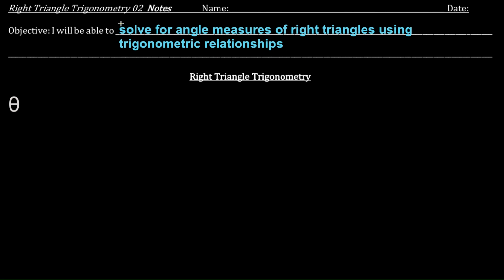Alright, so in this lesson we will solve for angle measures. This time, instead of side lengths, we are going to find angle measures of right triangles, and we are going to once again use the trigonometric relationships, or ratios.